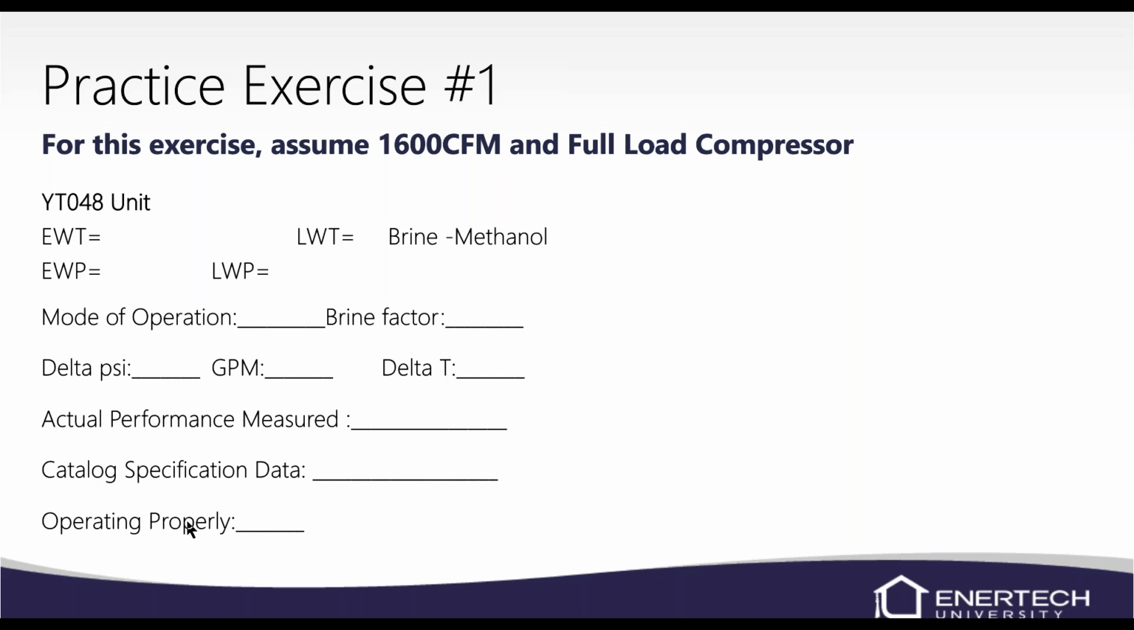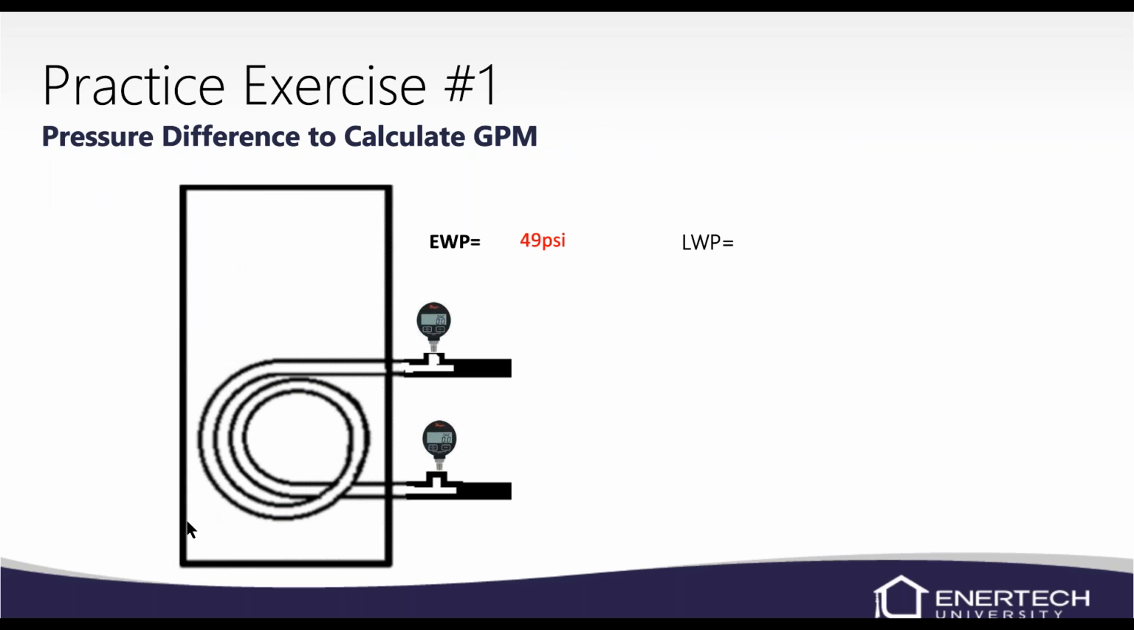So here we've got a YT unit, which is a packaged unit. We do have methanol in the system, so we do have antifreeze in the system. We've got entering water pressure of 49 and leaving at 46. So if you do the math on that, we have a 3 PSI pressure drop. You can see that's not a lot of change or difference in the two. So that's why that digital pressure gauge is really going to help out.